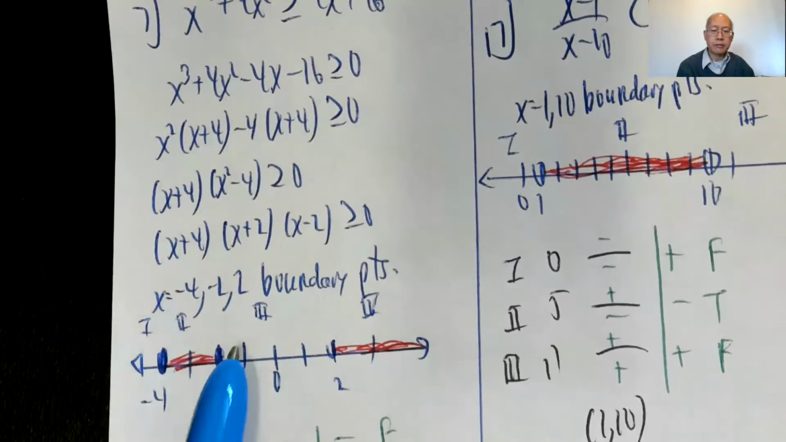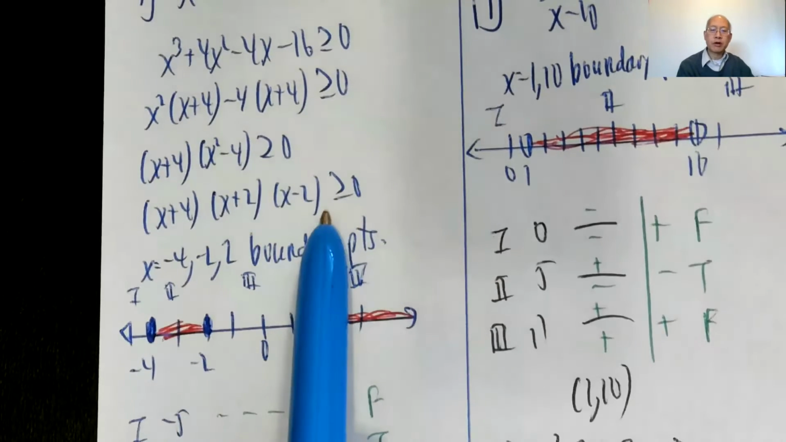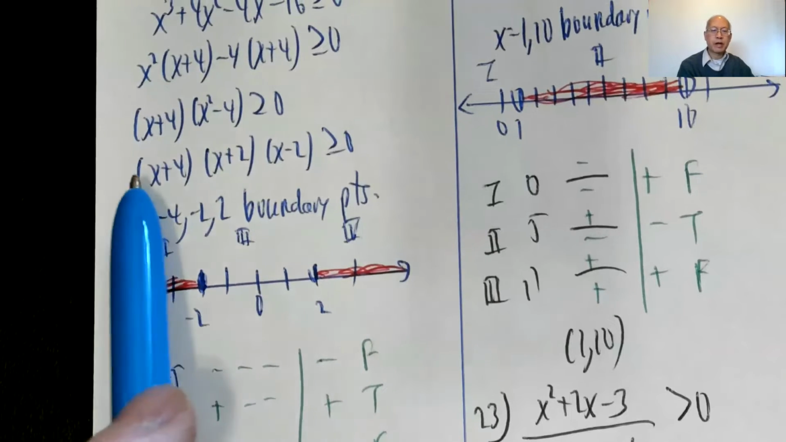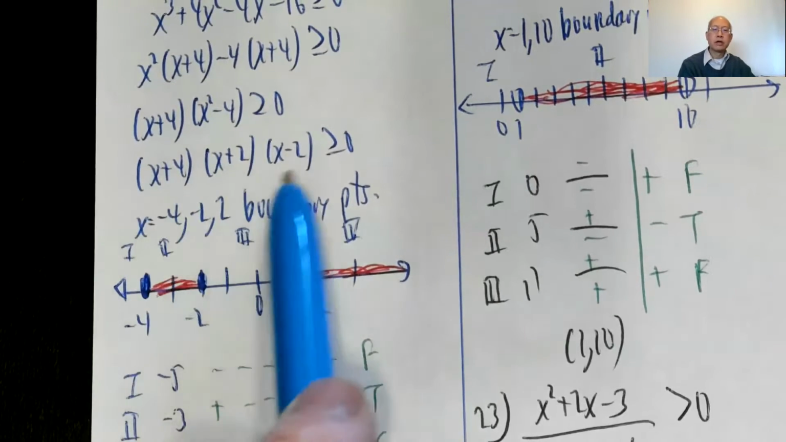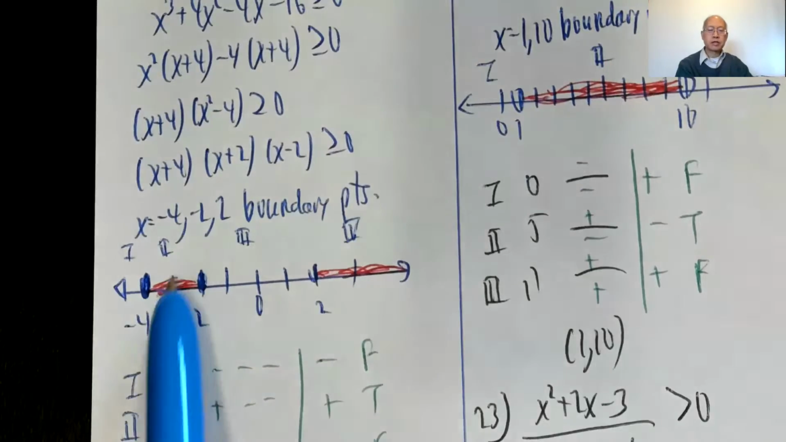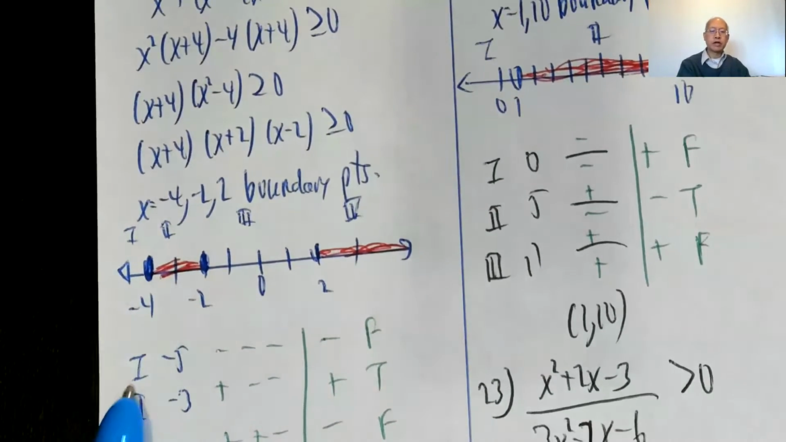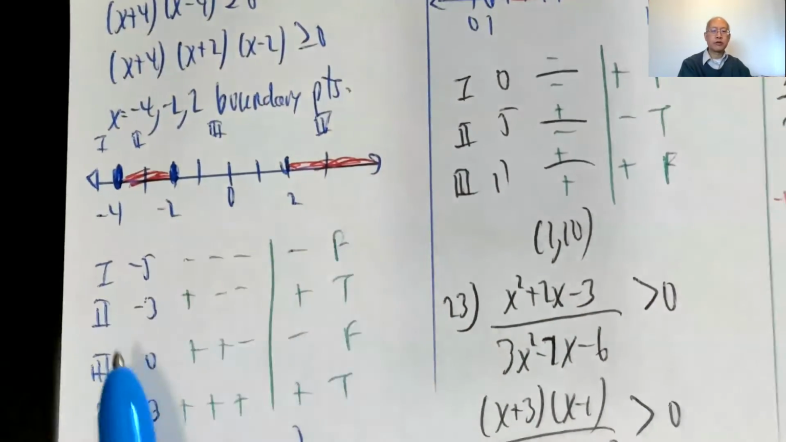So my boundary numbers, boundary points are -4, -2, and 2. This time, because I have greater than or equal to 0, all 3 boundary numbers are closed circles. If I plug in -4 here, here, and here, this will say 0. 0 times anything is 0. 0 is greater than or equal to 0 is true. Similarly for -2 and 2. So I pick a number in each region. Region 1, -5. Region 2, I pick -3. Region 3, 0. Region 4, 3.